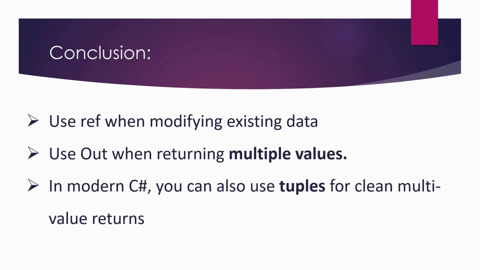Conclusion: use ref when you're working with existing data. Use out when you want to return multiple values from a method. And hey, in modern C#, you can also return multiple values using tuples, which makes your code clean and easier to understand.